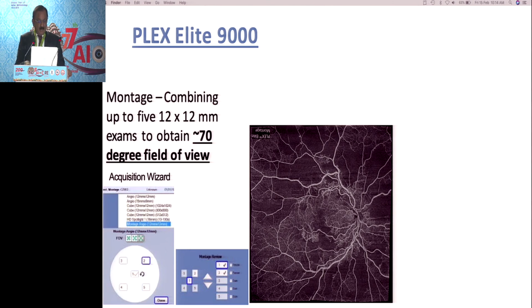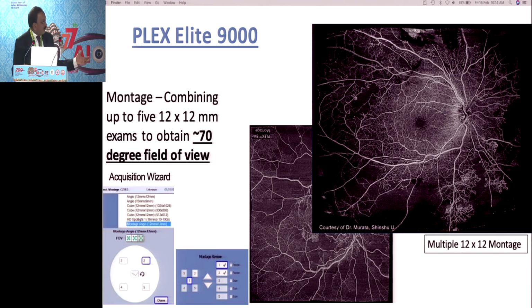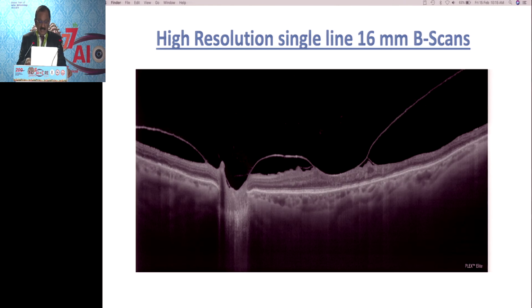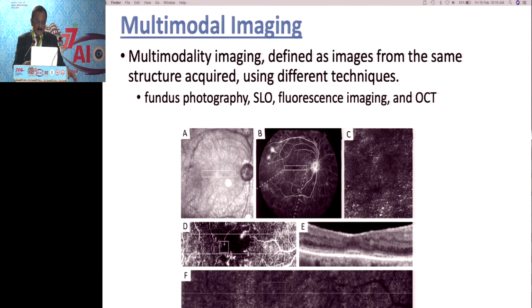The other very interesting thing is the montage, which can combine multiple 12x12 images to get a 70-degree field of view of the fundus, with such a beautiful view, especially of the capillary plexus. If you had just taken a simple central view, you would hardly get anything. You would think it's normal, but with this, you're able to detect the peripheral capillary non-perfusion area. And the high resolution of these images is just phenomenal to find out the vitreous interface, and also those membranes that are pulling on the retina, or the retinal interface with the vitreous.